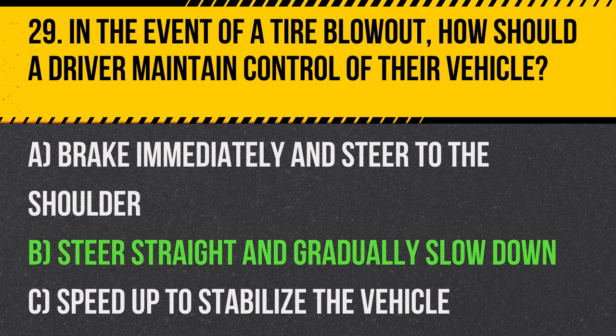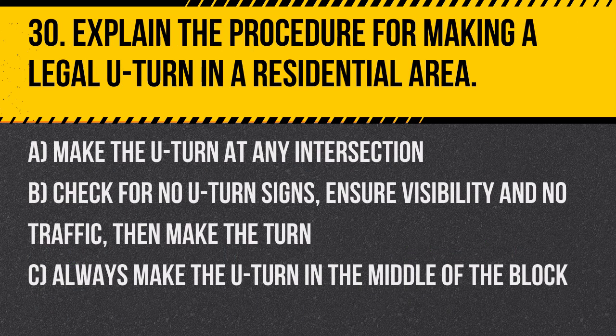Answer. B. Steer straight and gradually slow down. Sudden movements can cause loss of control. Question 30. Explain the procedure for making a legal U-turn in a residential area.